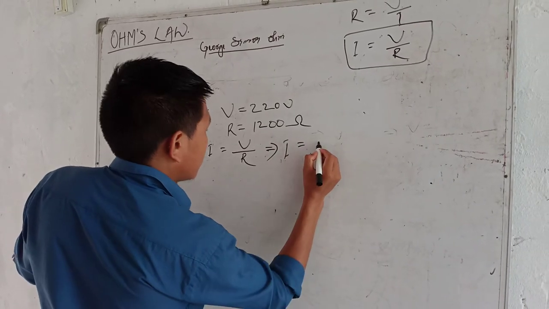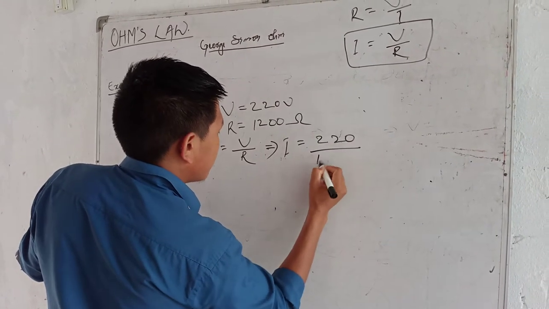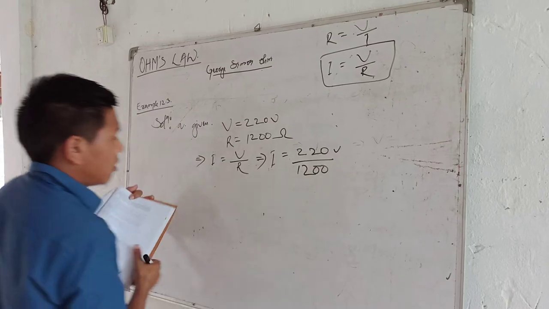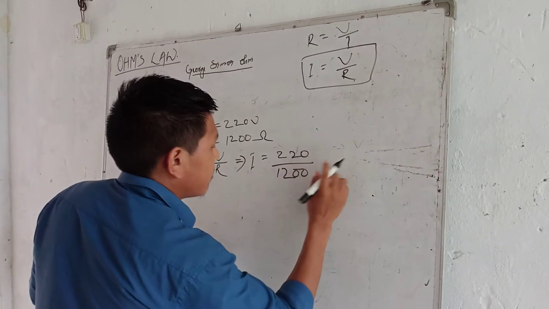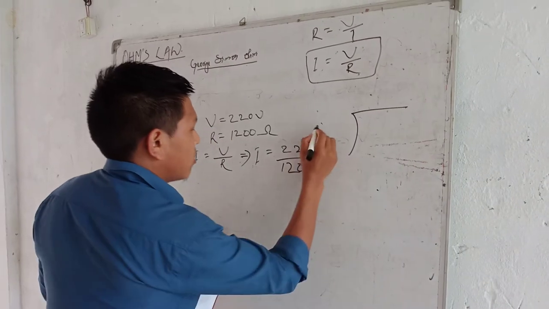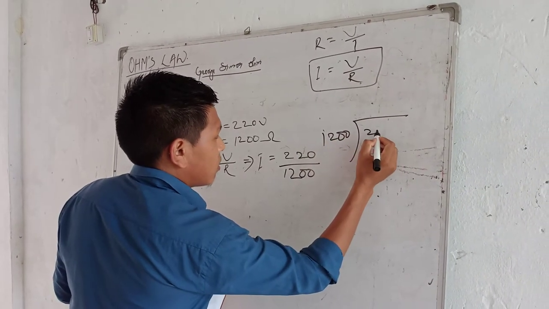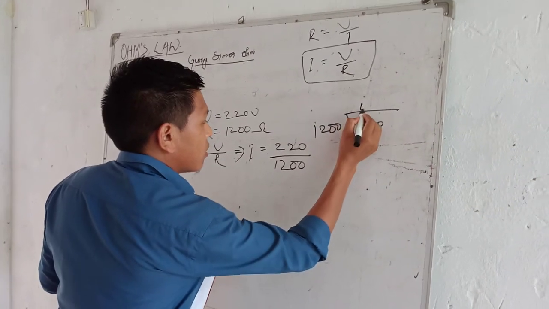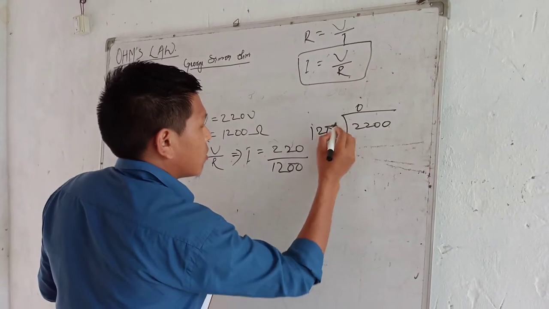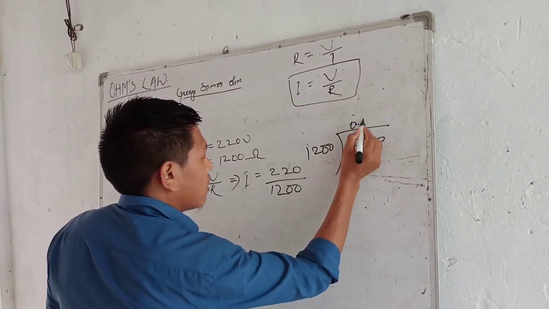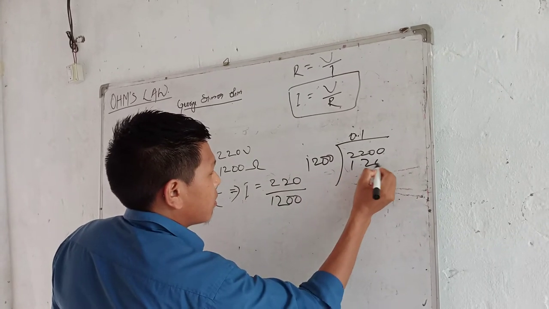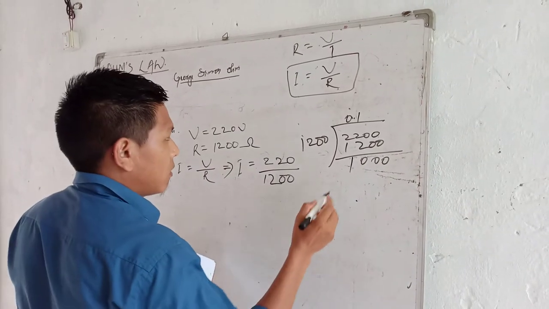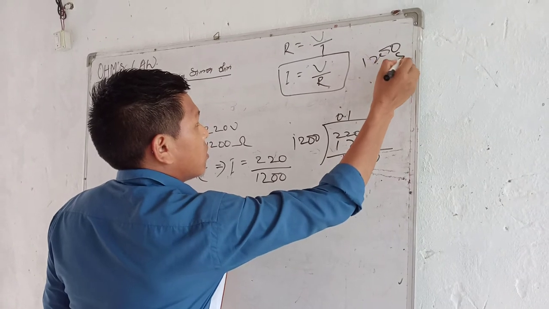I is equal to 220 divided by 1200 volt. Now we divide 1200 into 220. It is less, so we put a point and a zero, so it becomes 0.1. To make it work we multiply, and it becomes 0.001. Again 1200 into 8 we put.